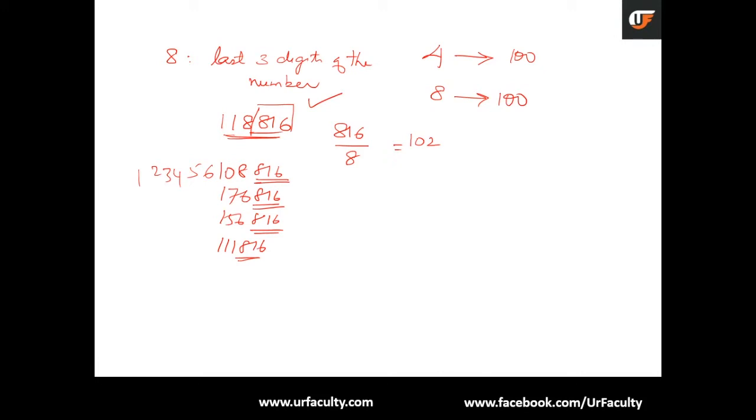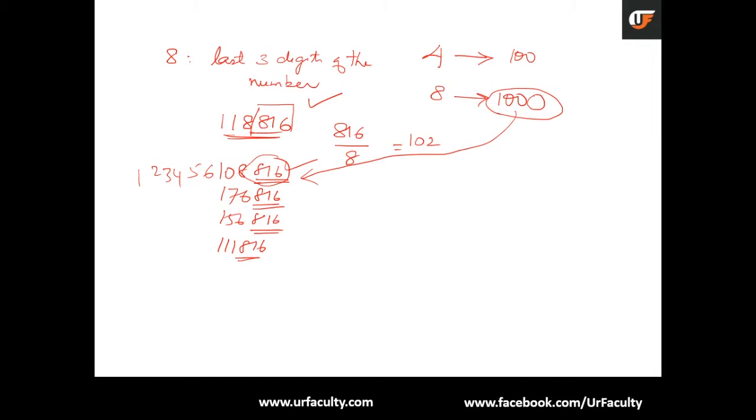And why is that so? You need to understand that in the case of 8, the cyclicity is in every thousands. So after every thousand there's a repetition, because of which we just take the last 3 digits and you get the answer there.